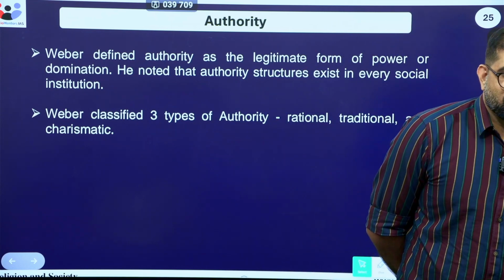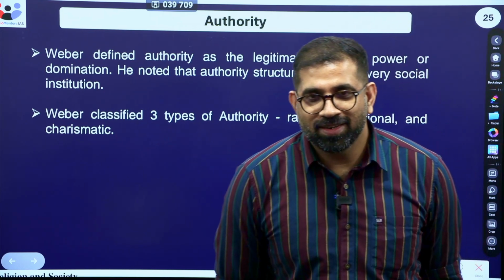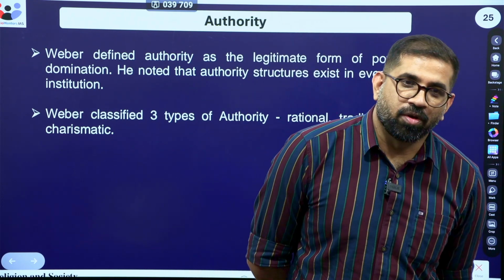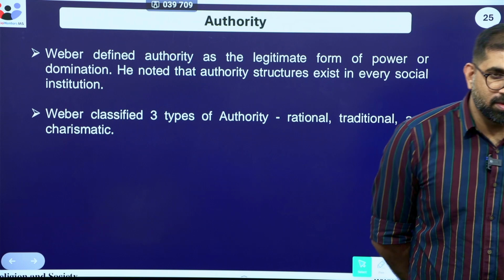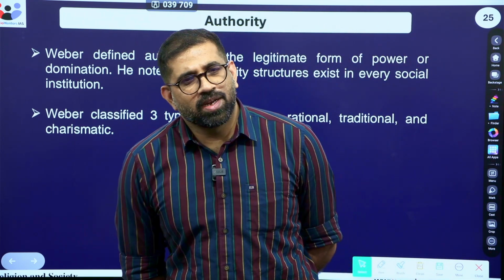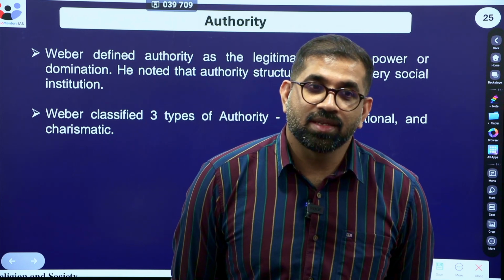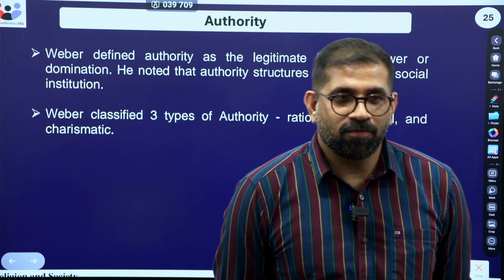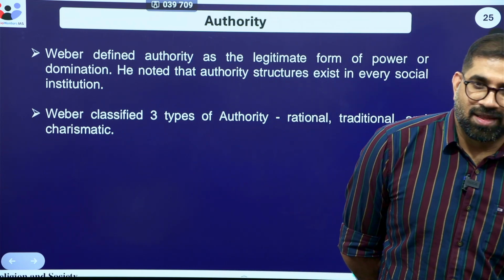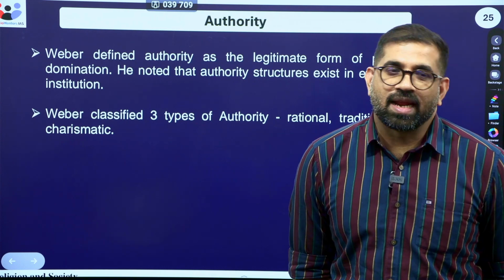Legitimate use of power, right? When it comes to power, there are two aspects of power. One is authority and coercion. What is authority? Legitimate use. When it comes to coercion, it is illegitimate use. Now, when it comes to authority, Weber said that there are three types of authority. Here again, it is an ideal typical classification of authority. What are those three types? Traditional authority, charismatic authority, rational legal authority.